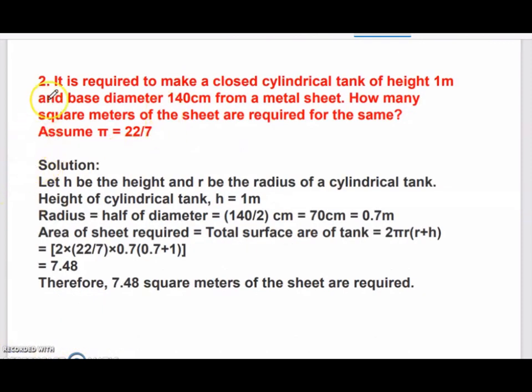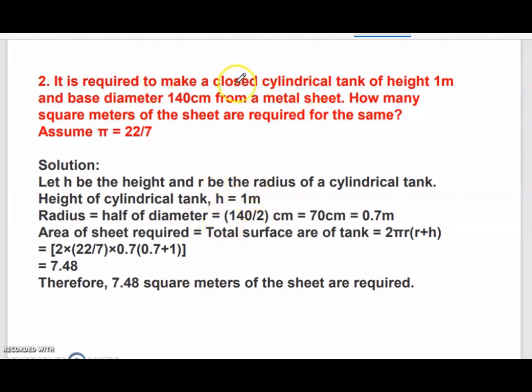So in second question, it is required to make a closed cylindrical tank of height 1 meter and base diameter 140 centimeter from a metal sheet. How many square meters of the sheet are required for the same? So here, since the sheet is being used for making the cylindrical tank, that sheet will be covering the entire surface of the tank. So here you need to find the surface area.